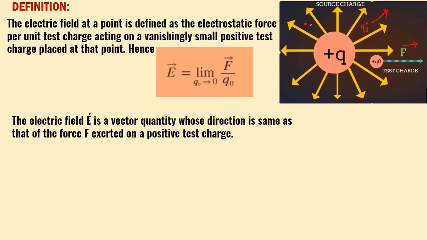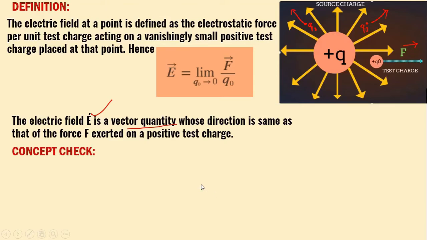Or if we place a test charge in this direction, it will experience a force. So depending on the position of the point charge, the direction of force keeps on changing, and hence the direction of electric field keeps on changing. That is why we call it a vector quantity. That means its direction is the same as that of the force experienced by the test charge.